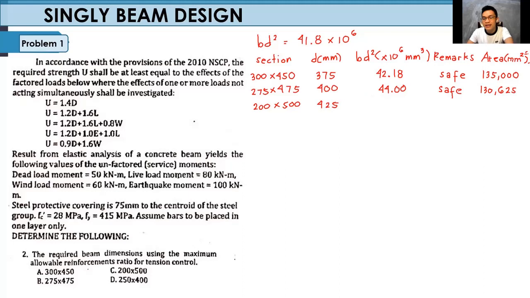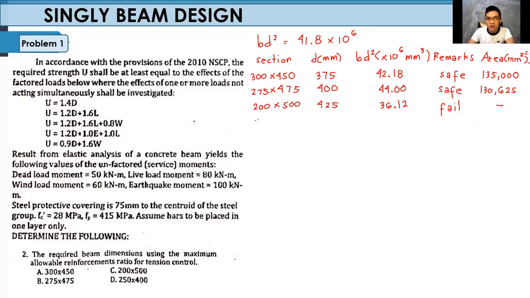BD squared natin, 200, 500, 500. So therefore, that is 36.12. Diba? So therefore, as you can see, mas maliit na siya sa ating BD squared na nakuha. So therefore, this is unsafe or failure. Fail. Again natin. So therefore, we don't need to solve this area.